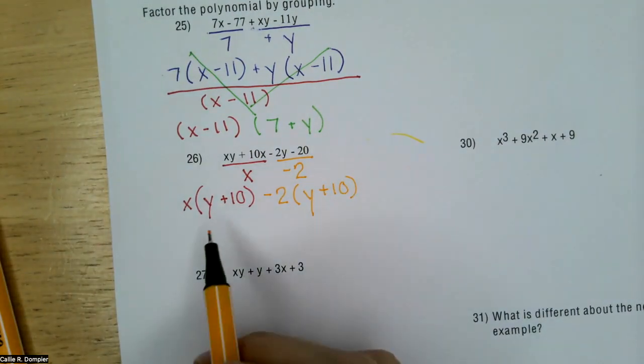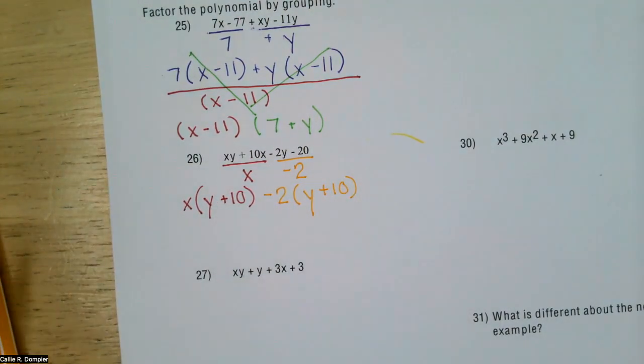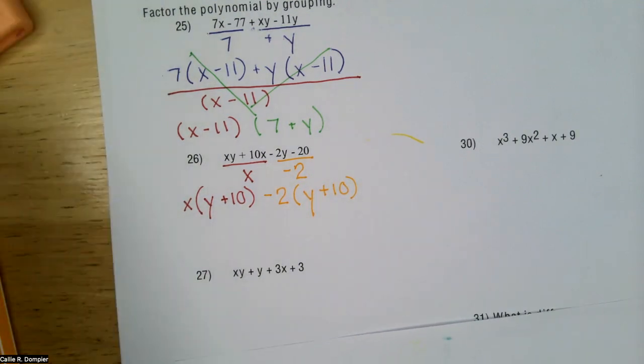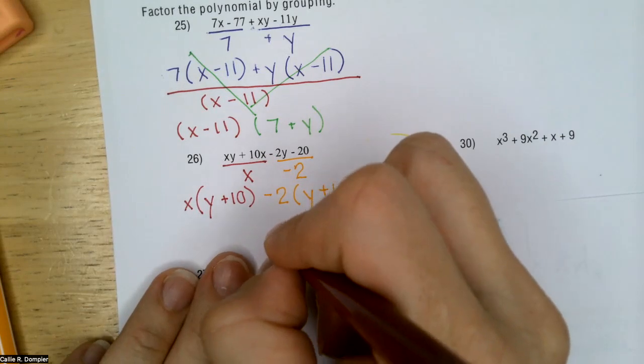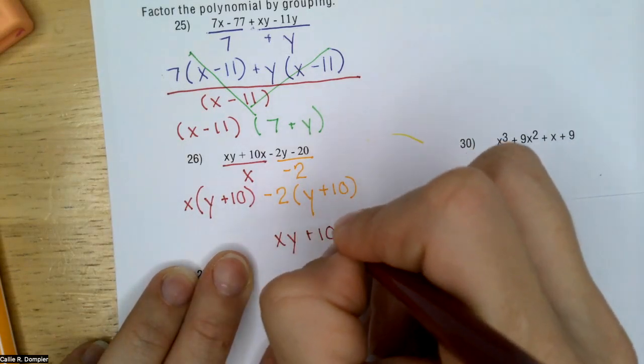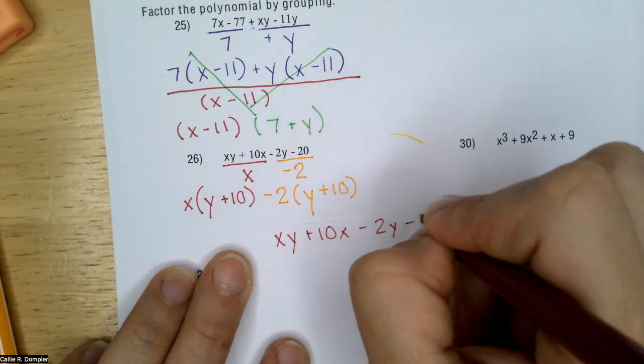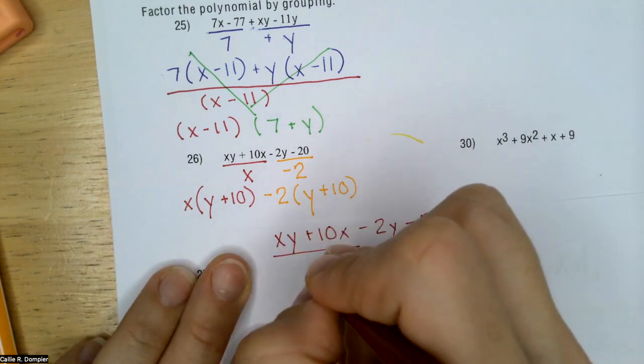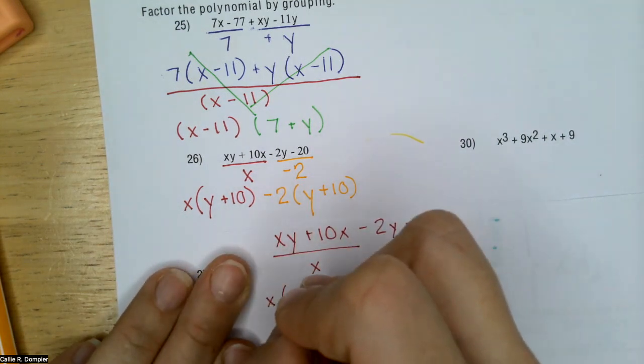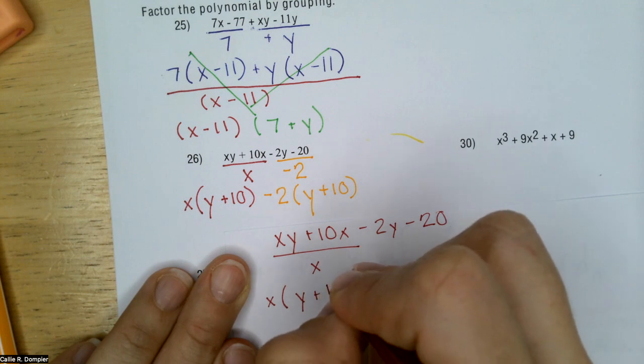See how now we have a common factor of y plus 10, y plus 10. If I had not kept the sign the same, this is what would have happened: xy plus 10x minus 2y minus 20. This side would have stayed x, so it would have been x times y plus 10.